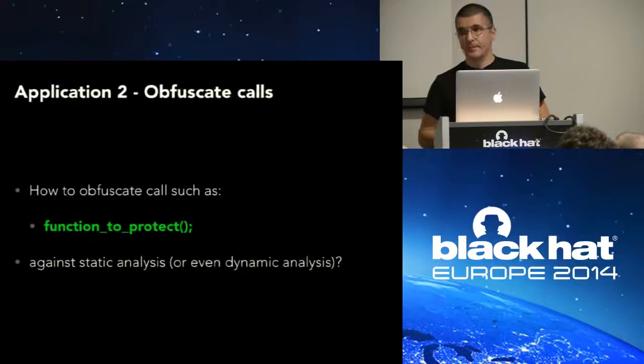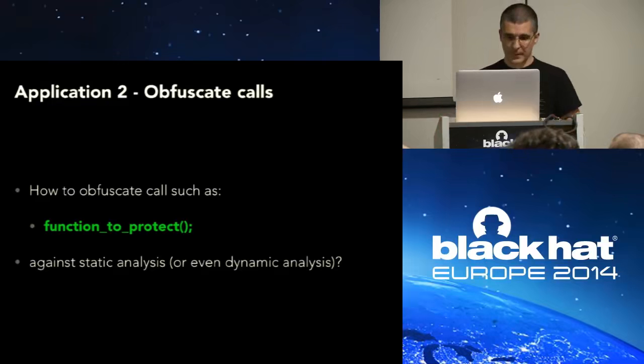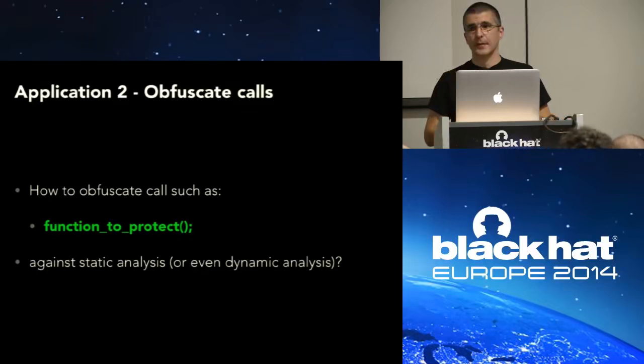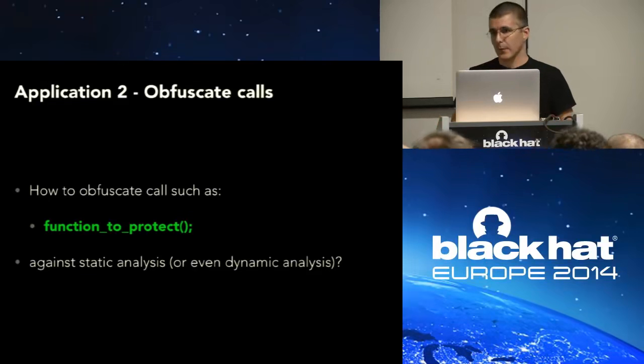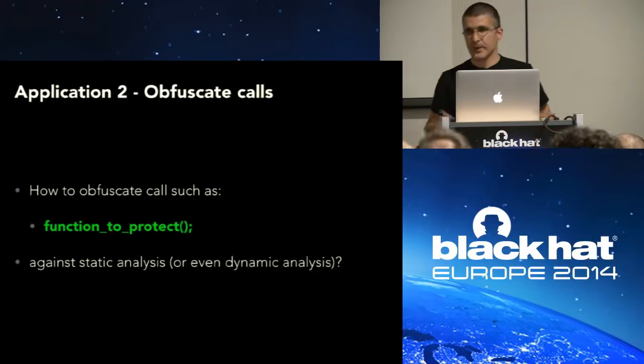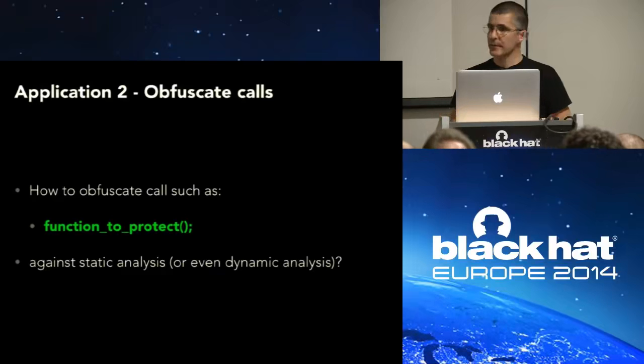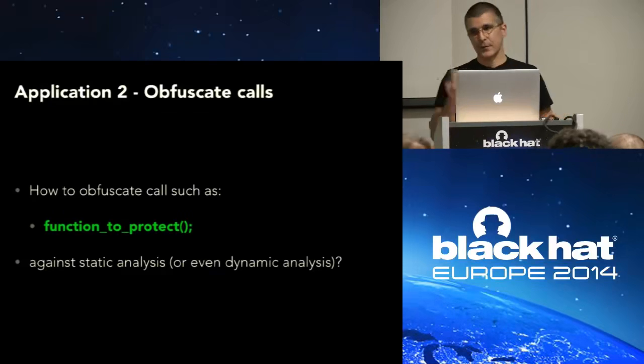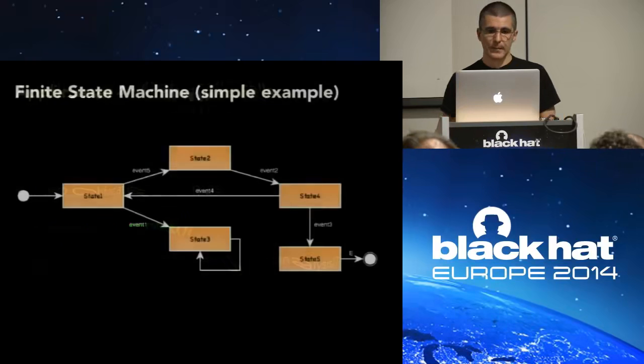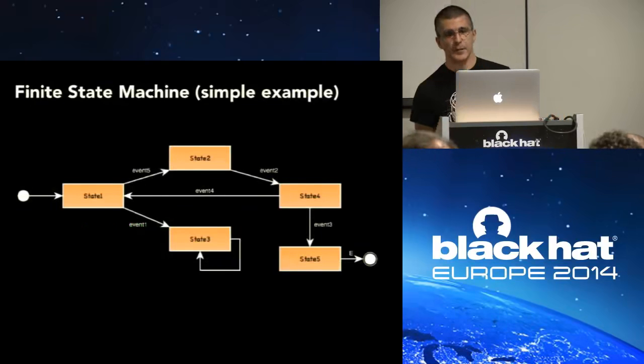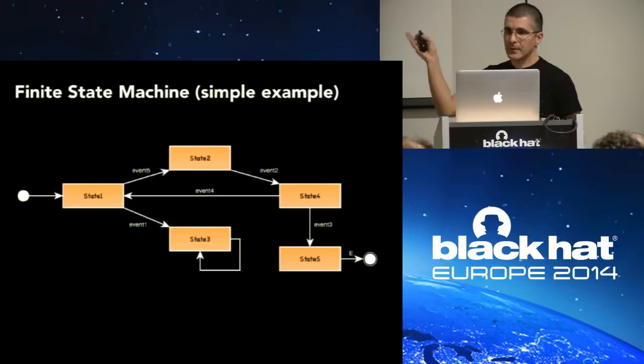I will show you another application of those principles of this obfuscator. Sometimes I needed to obfuscate calls. For example, if I'm calling an API of the operating system to detect jailbreak or detect if a debugger is there or not, I wanted to protect this call against static analysis. And for that, I'm using finite state machines. It's a simple example of a finite state machine for that.